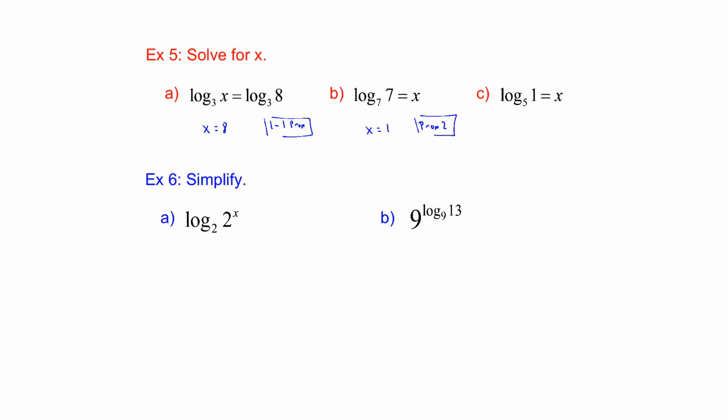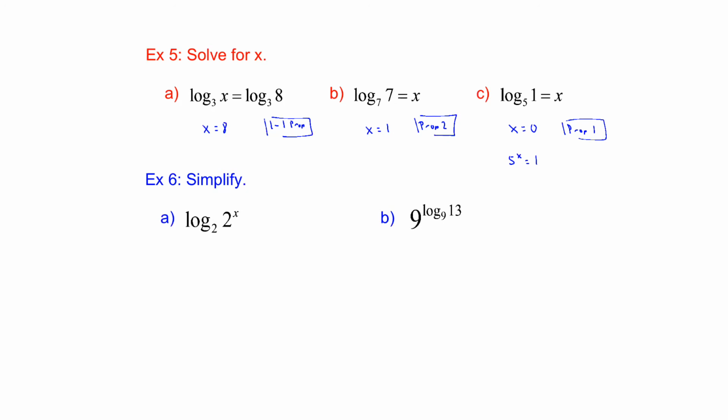On example C, log base 5 of 1 is equal to what? X would be equal to 0. You can think about this because 5 raised to the x power is 1. So what does x have to equal? X is 0. If you're looking at your properties, this would be property number 1 as well.